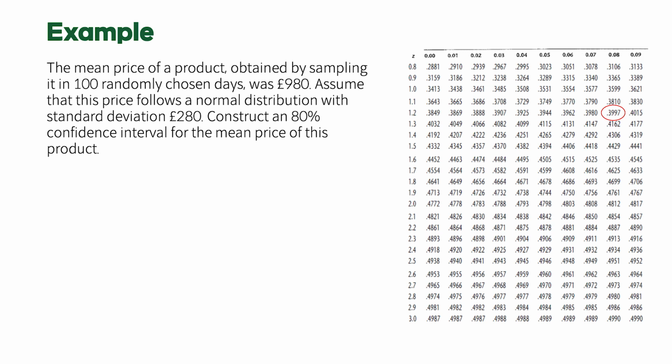So let's practice the concept further using this example. The mean price of a product obtained by sampling it on 100 randomly chosen days was 980 pounds. Assume that this price follows a normal distribution with standard deviation of 280 pounds. Construct an 80% confidence interval for the mean price of this product.